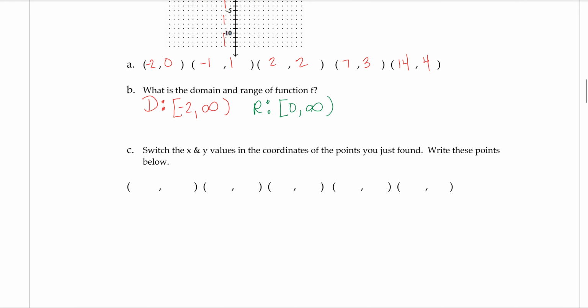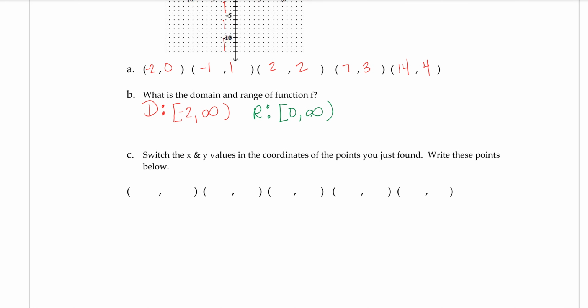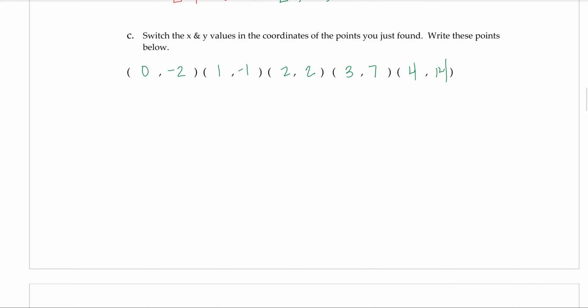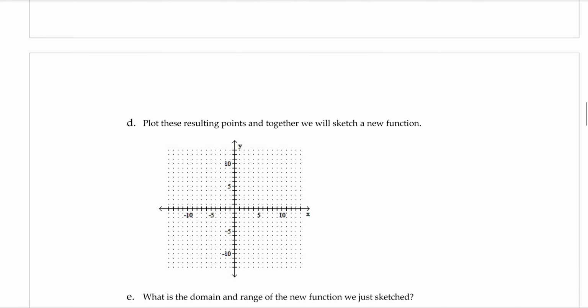Now, for the next question, it wants you to actually flip or switch your x and y values in the coordinates and just write them down. So we have to switch that: negative 2, 0 becomes 0, negative 2. Negative 1, 1 becomes 1, negative 1. 2, 2, well, even if you switched it, it's the same. 7, 3 becomes 3, 7. And 14, 4 becomes 4, 14. Now, it wants you to take those points and plot them.